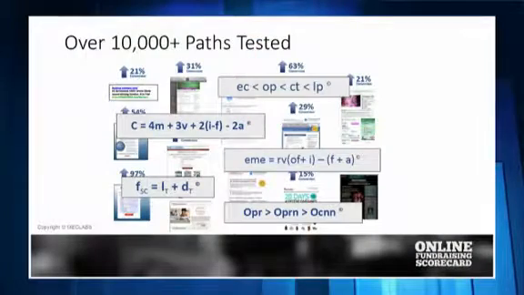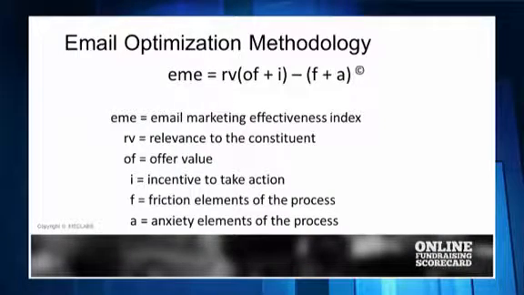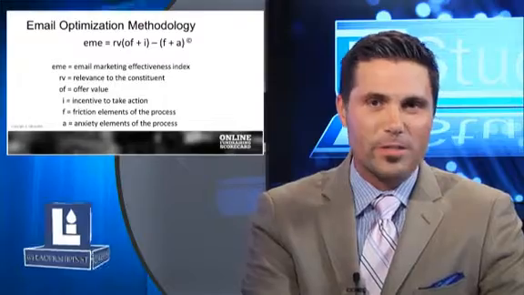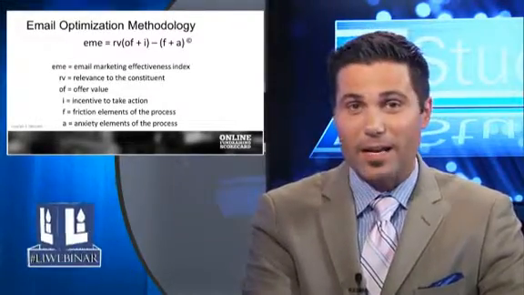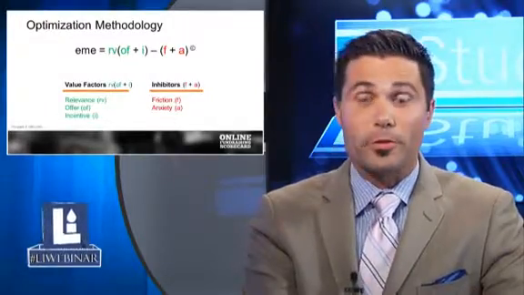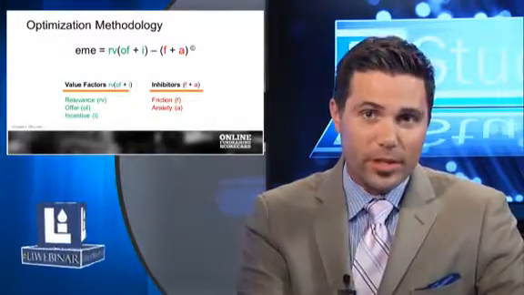They have performed over 10,000 different experiments where they have tested different ways of marketing, and they have codified this. And through some of their tests and experiments, they have learned significant things. And so I'm sitting there, soaking all this in at this conference. And they're talking through this email optimization heuristic, where email marketing effectiveness equals relevance times offer plus incentive minus friction minus anxiety. And Flint is explaining how there's different types of factors that come up in our marketing.